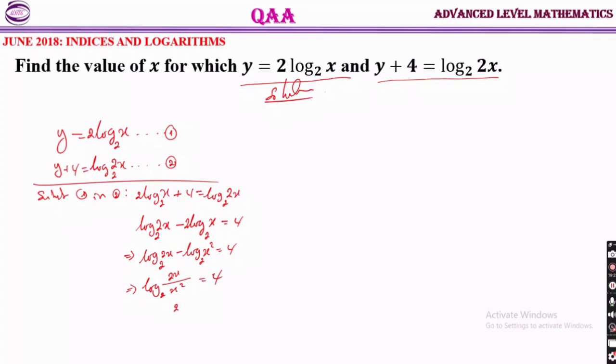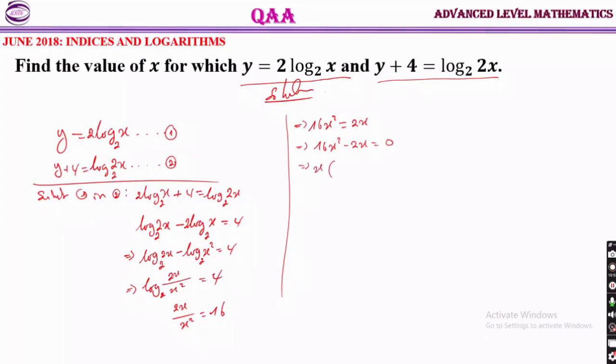meaning 2x on x squared will be equal to 2 to the power 4. That should be 16. If that be the case, this should imply 16x squared is equal to 2x, which implies 16x squared minus 2x equals 0.